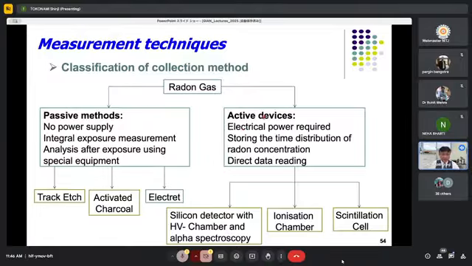In the case of active devices, electric power is required. It can store the time distribution of radon concentration, and we can get the direct data. For instance, silicon detector with high voltage chamber and alpha spectroscopy, ionization chamber, and scintillation cell.